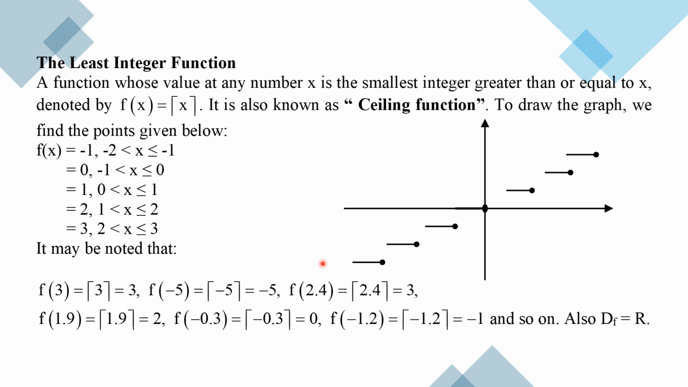It's a discontinuous function. Observe here f of 3 in bracket is 3, f of minus 5 in bracket is minus 5, and for f of 2.4, the least integer is 3. So observe that this graph covers all real numbers on the x-axis. So domain of f is all real numbers. As for its range, it covers the whole y-axis, positive and negative. This graph covers the whole y-axis, real numbers on y. So the range of this function is all real numbers. And of course this is a discontinuous function. There are many discontinuities you can see here.